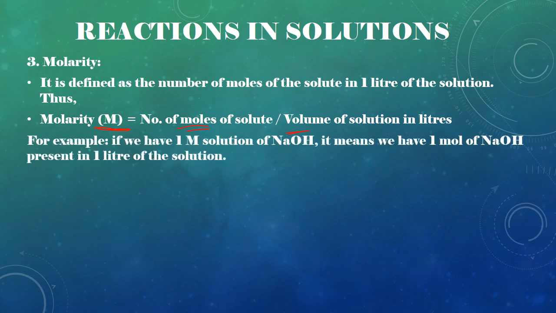Say for example, if we have 1 molar solution of NaOH, it means that we have 1 mole of NaOH in 1 liter of the solution. If we say we have 5 molar solution of HCl, that means we have 5 moles of HCl in 1 liter of solution. So it is always for 1 liter, and the number indicates how many moles of that substance are there in 1 liter.